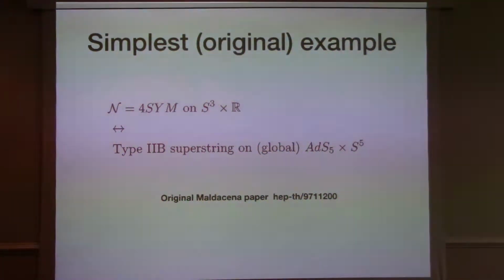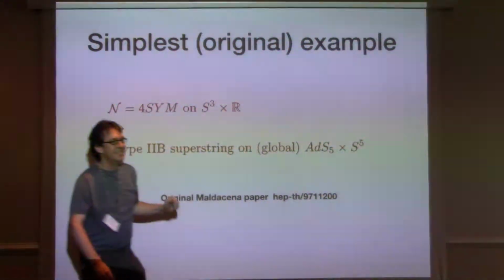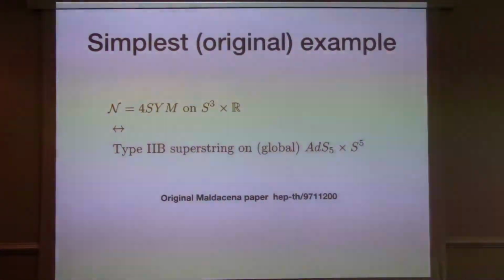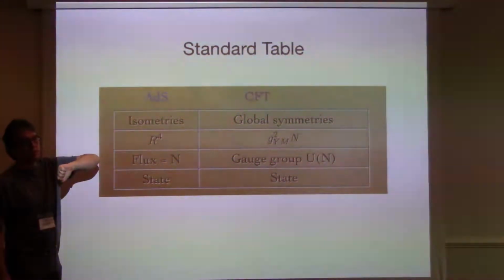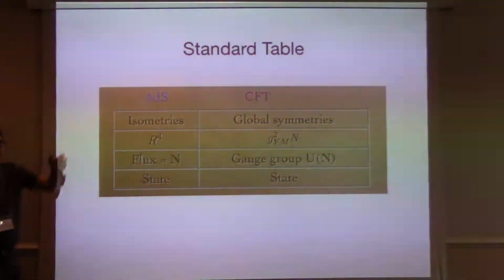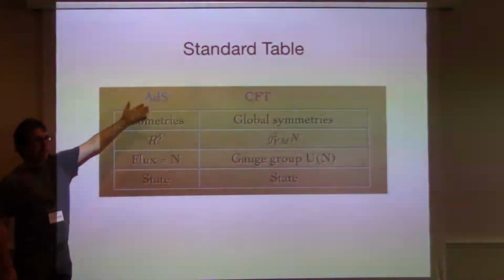So in the original paper from Maldacena, this was R4, and this was Poincare slicing of AdS5 cross S5. But we know better now. So this slight modification doesn't change this, but this is the good stuff to know. And here's the standard table. The isometries of AdS are the global symmetries of the CFT. As I told you yesterday, global symmetries of the CFT need to be gauged, so correspond to a gauge field. So the isometries of AdS need to be gauged.